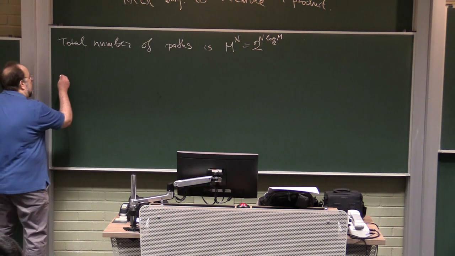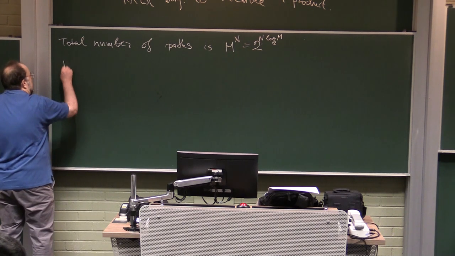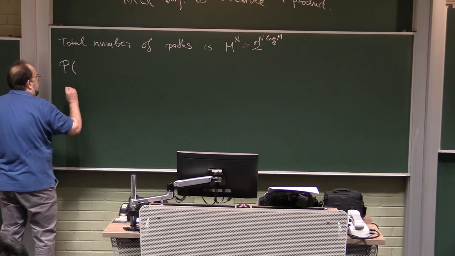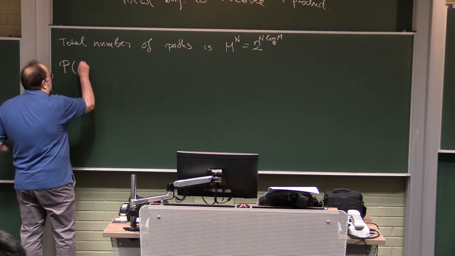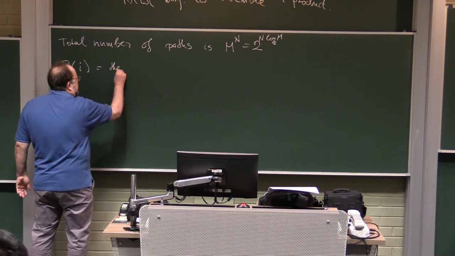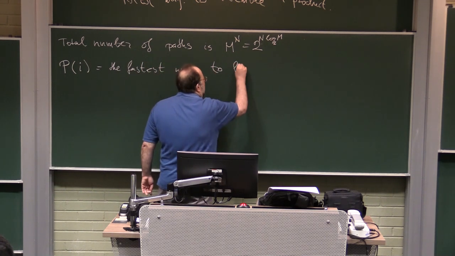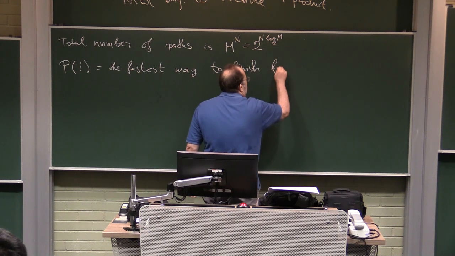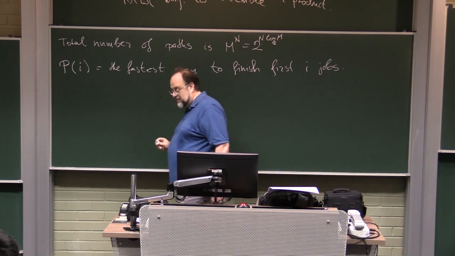What would be the sub-problem? So let's say, okay, we used S, let's call problems P. What sub-problems do you propose for us to consider? P of B, fastest way to get to station of line B. Okay, so P of I would be the fastest way to finish the first I jobs. What's the problem with this choice of a subproblem?